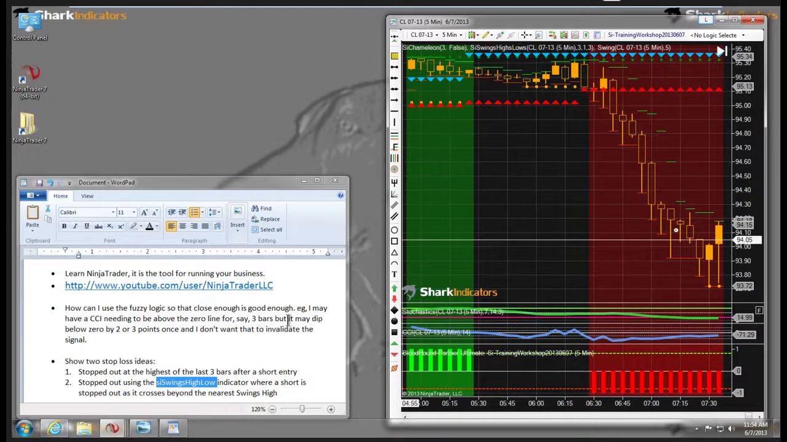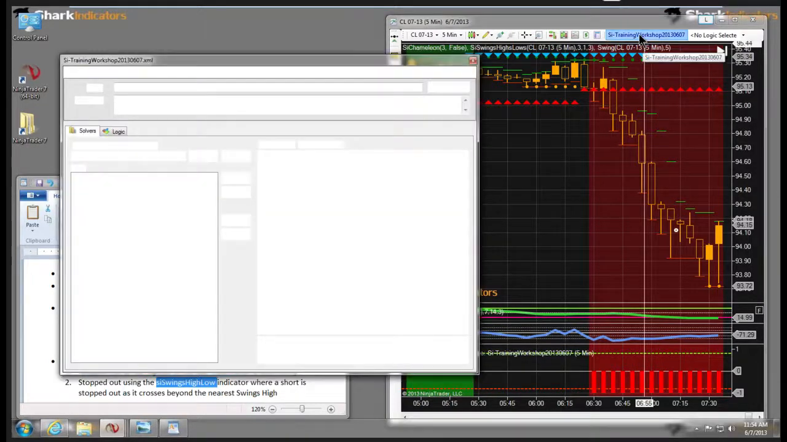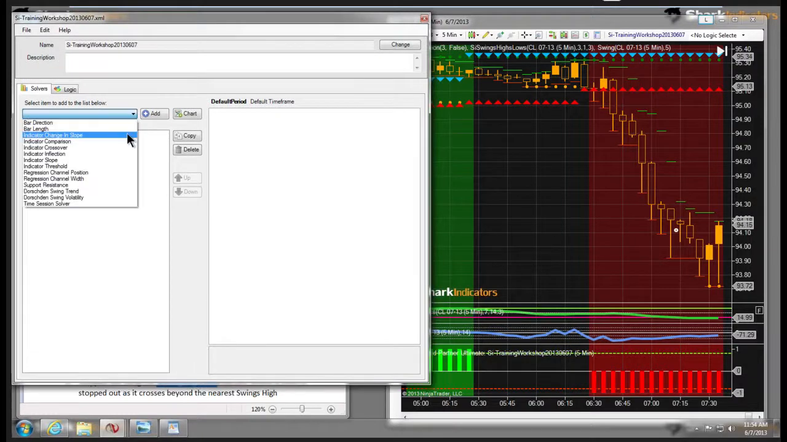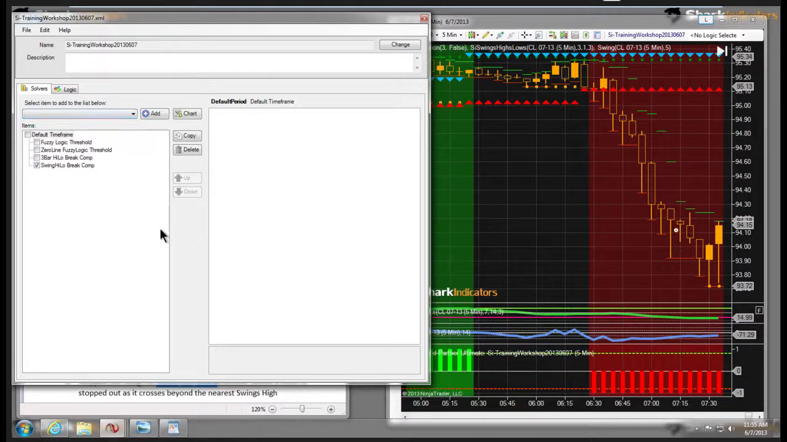There are some previous workshops where I go in and explain how that indicator works in depth. Probably the best workshop to watch is the workshop where I discuss, let's see, which workshop is it? I believe it would be the swing trend. Yeah, I think it's the workshop explaining the swing trend. That'll give you more detail on how that indicator works. So, all right.